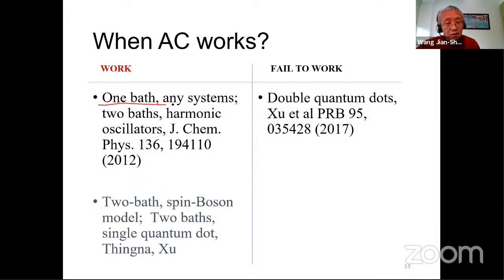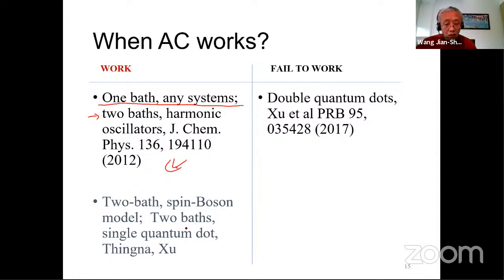So what about two baths? For two baths, we can also compare, because we have the NEGF result. We know exactly what they are. However, the formula is a bit messy, so Jota made a numerical check. The numerical check shows that yes, even for two baths, if you put a harmonic oscillator there, it also works. Later on, we also did a two-bath spin-Boston model. This is also calculated by Jota, and the spin-Boston model also works.